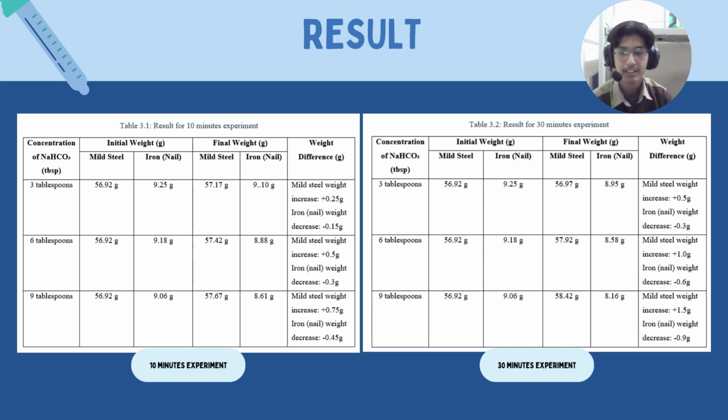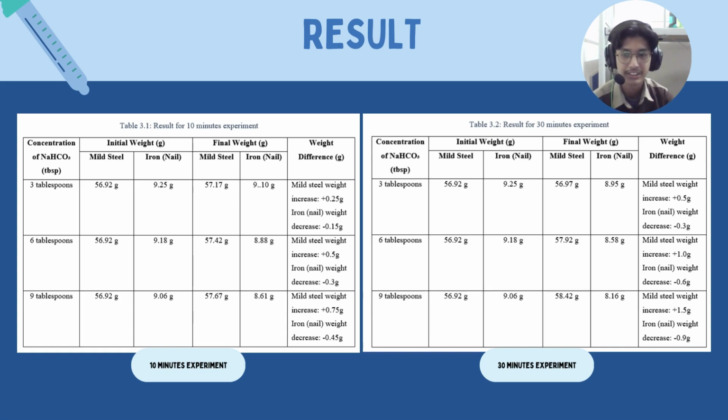For the initial weight, the mild steel is 56.92 gram and it is the same for all the experiments. Next is the iron nail. We have 9.25 gram, 9.18 gram, and 9.06 gram. For the final weight, we got different weights for every specimen. For the weight difference in the 10-minute experiment, the mild steel weight increased by 0.25 gram and the nail weight decreased by negative 0.15 gram.